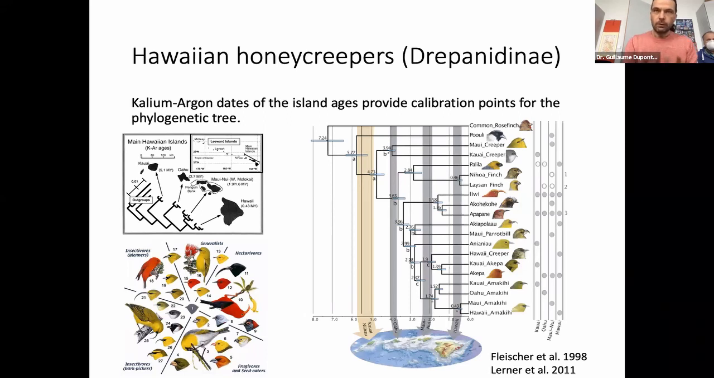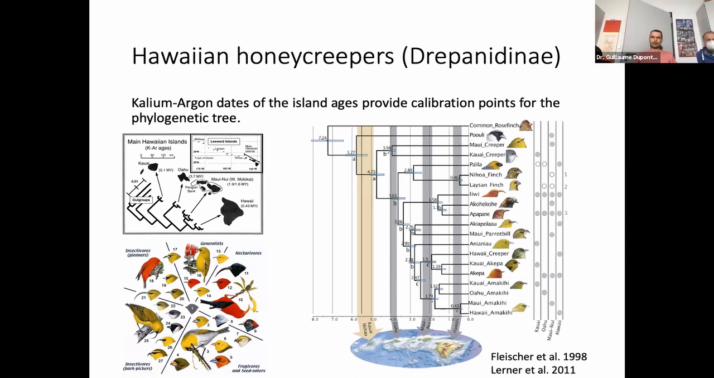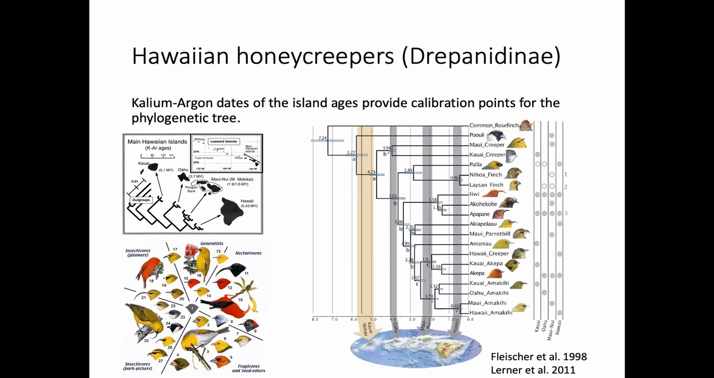But do you have any ideas what could be wrong with this approach, especially with these gray bars? Why could this provide wrong calibration points in time? Just throw out something. Because birds can migrate. Good point.